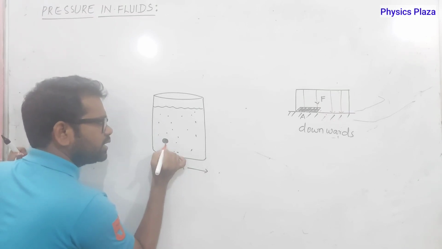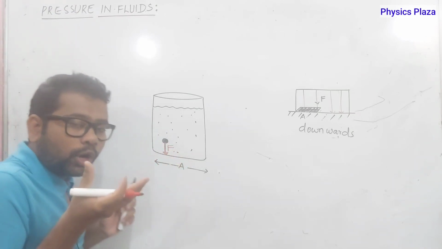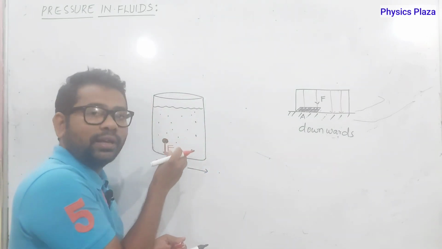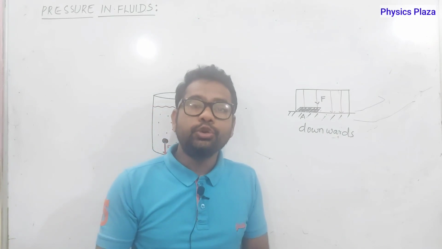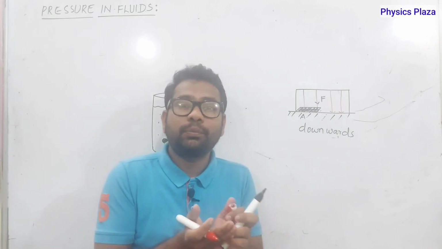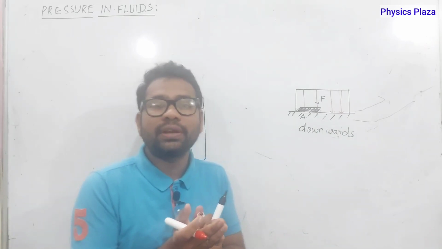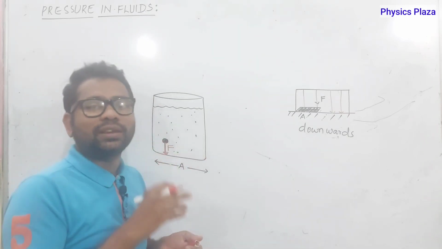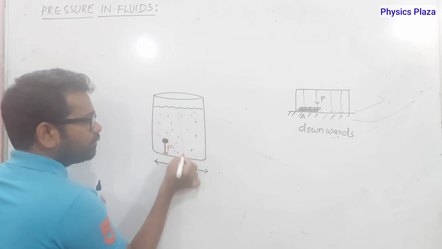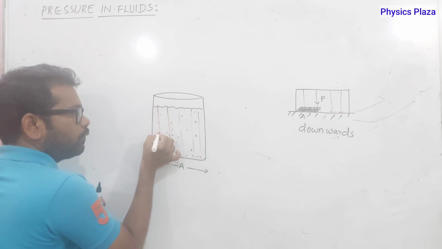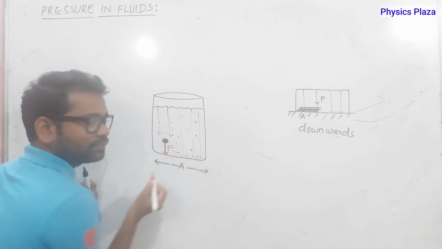Means what? Each and every atom exerts some force on the bottom of the vessel in which it has been taken. Like this, children, each and every atom, due to its weight, exerts some force on the bottom surface. Am I clear? It's very, very important. Sorry, the area of the bottom in which it is taken. Means what? The entire liquid exerts force on this area. Right?